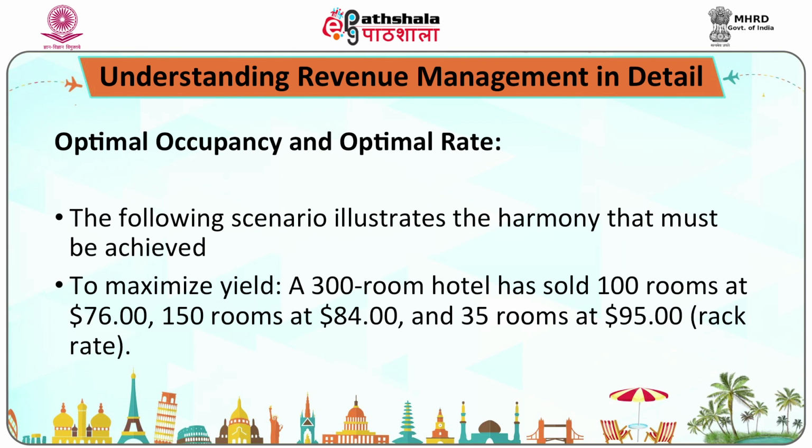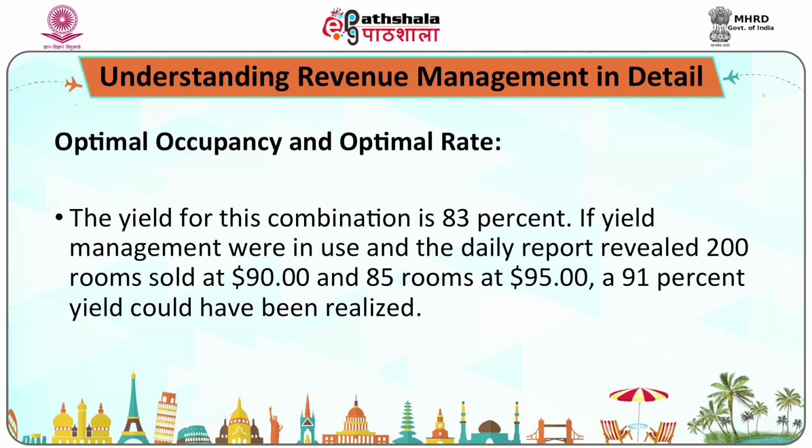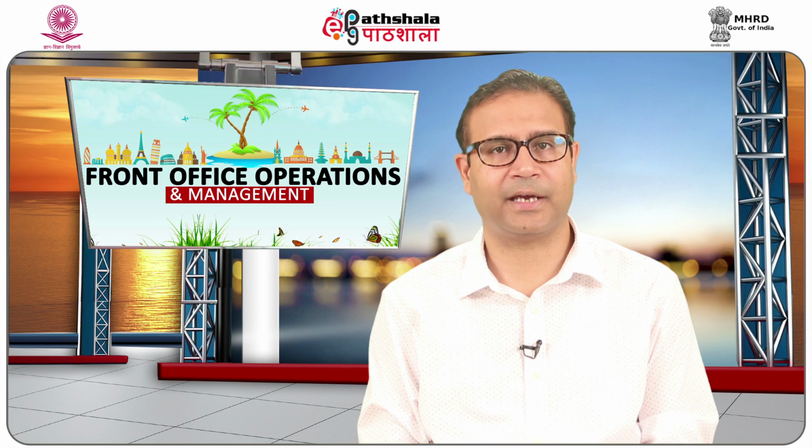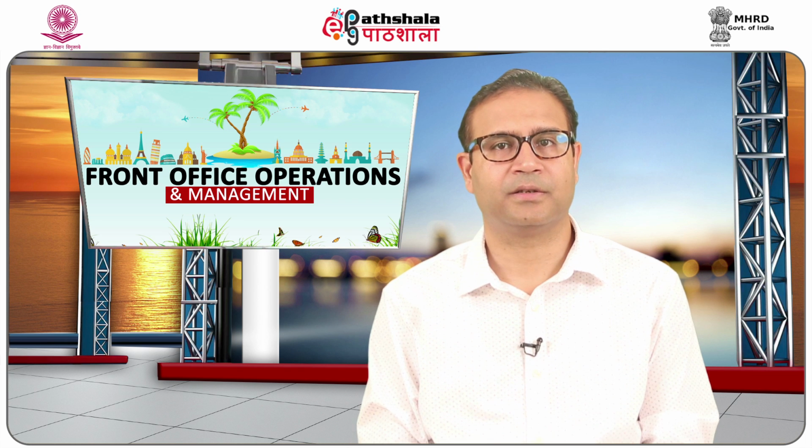A 300-room hotel has sold 100 rooms at $76, 150 rooms at $84, and 35 rooms at $95. The yield for this combination is 83%. If yield management were in use and the daily report revealed 200 rooms sold at $90 and 85 rooms at $95, a 91% yield could have been realized. Not only could an additional 8 percentage points have been achieved, but an additional $2,550 could have been earned.